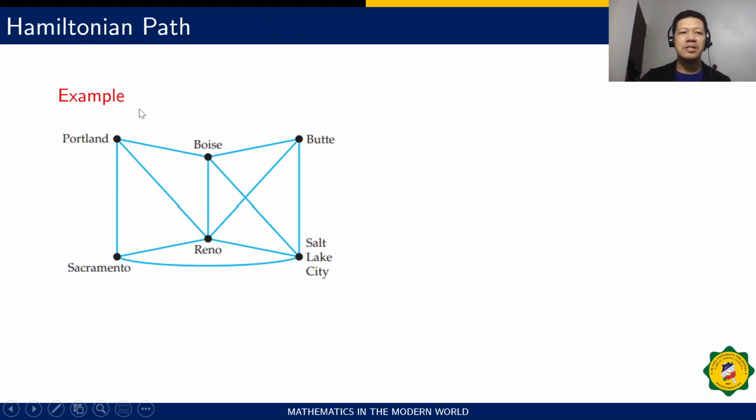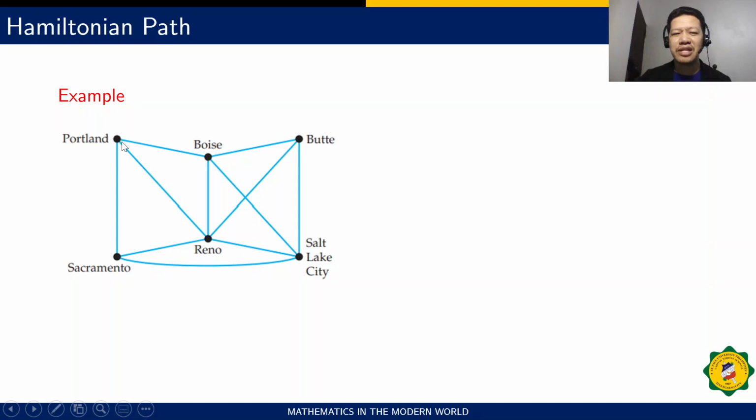Let's say, for example, let's determine a Hamiltonian path here. So we need to pass through all the cities. If these are cities, I think these are cities in the United States of America. So for a Hamiltonian path, we need to pass through all the cities exactly once. And you can take any route or any edges here or lines as long as you will pass through all the cities. So you may start with Portland, you take this route or edge, you go to Boise, you go to Butte, and then next Salt Lake City, to Reno, to Sacramento, and to go back to Portland.